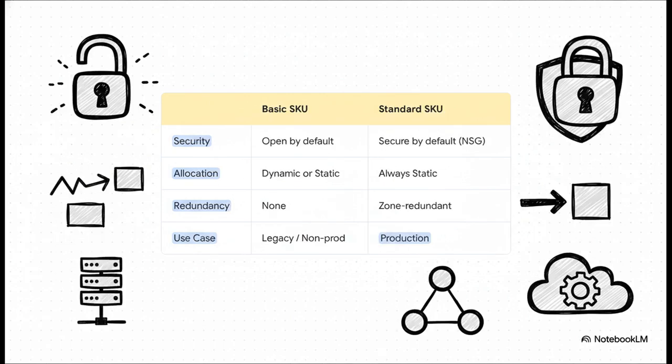And listen, not all public IPs are built the same. There's the older, basic SKU, which is pretty much open by default. Not great. But then there's the modern standard SKU. This is the one you want. It is secure by default, its address is always static, and it's even zone redundant. Honestly, for any kind of production workload, it's a no-brainer. Just use the standard SKU, period.